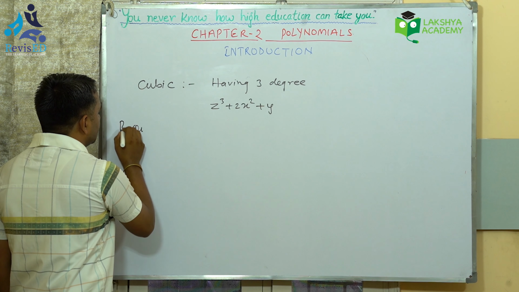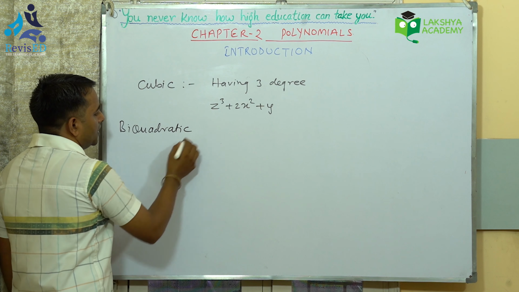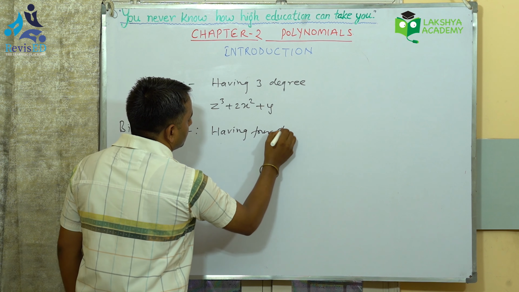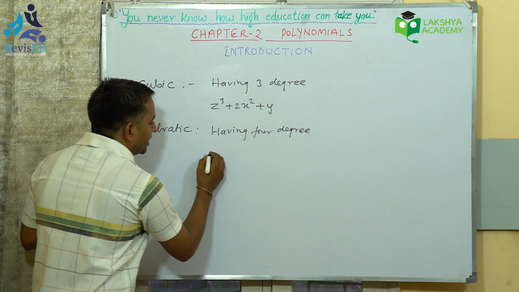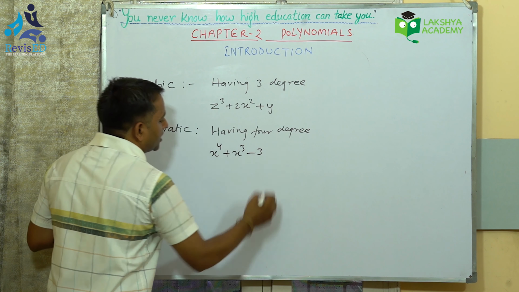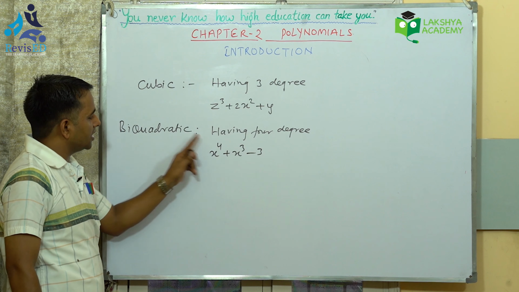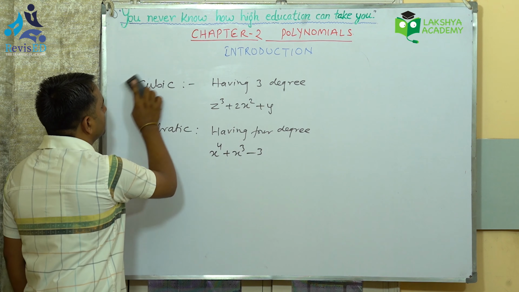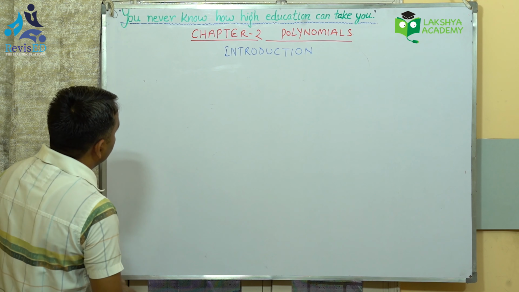Next is biquadratic. Biquadratic means having 4 degrees. Means power of the variable is 4 degree. Say if I write x to power 4 plus x cube minus 3. So here the power of the variable is 4. Therefore it is a biquadratic. So this was the introduction of the polynomials.